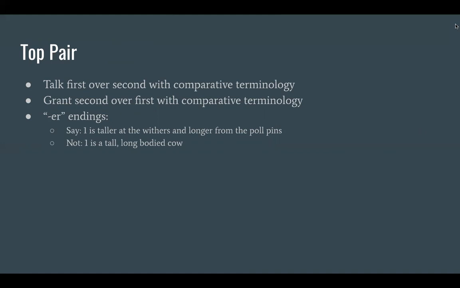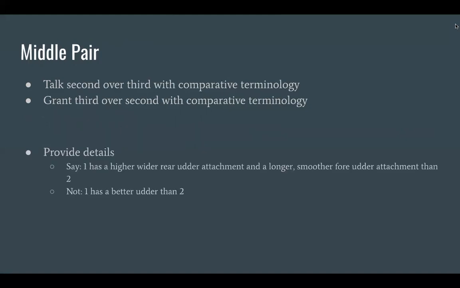And so for your top pair, you can use those est terms, like number 1 is the sharpest. If she's not the sharpest, you can use those er terms. So 1 is taller at the withers and longer from her pole to her pins. You don't want to say 1 is tall, 1 is long-bodied. You want to say she is taller, she is longer. That will help the judge see why it goes over the cow in second.